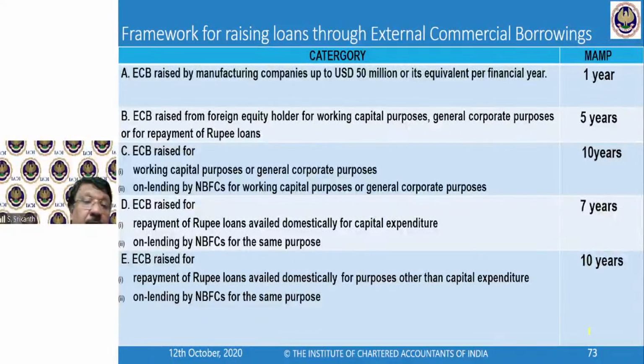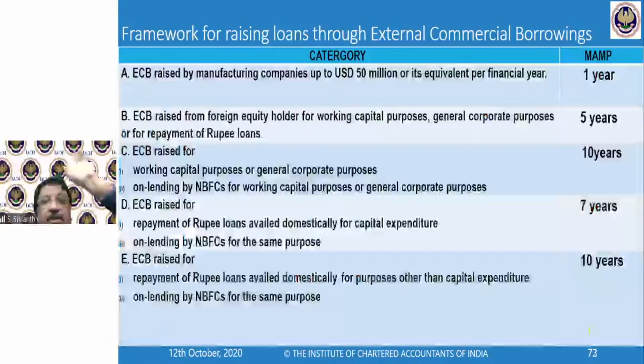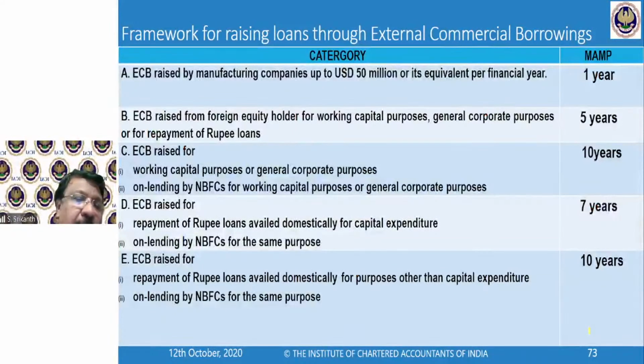Where you are borrowing for working capital or general purposes, 10 years. Okay, just see that the MAMP is slightly higher than 3 years. Other than this, it is all 3. Other than these categories, 3 years. Okay. ECB raised for repayment of rupee loans availed domestically for purposes other than capital expenditure, on lending by NBFCs, 10 years. So this is something granular you might want to keep in mind while you prepare for your exam.